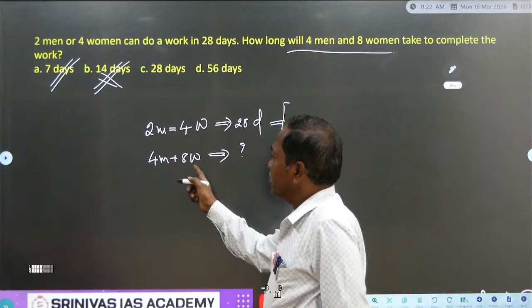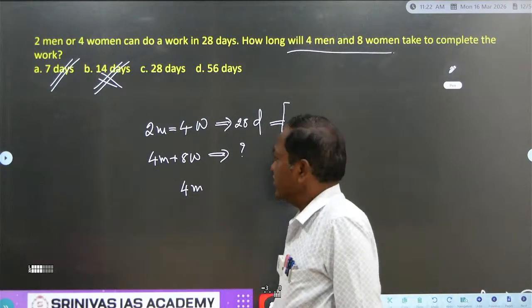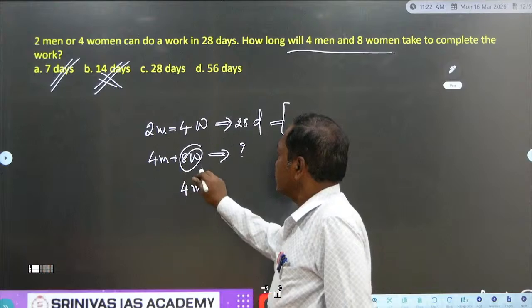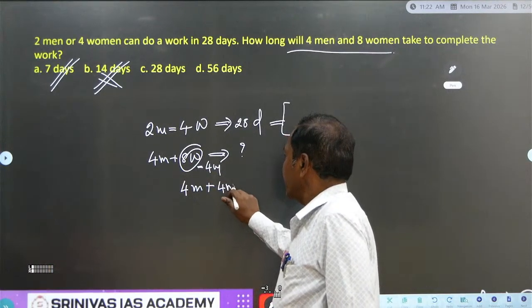You have men there, you convert to men or women. 4 men plus 4 men plus 8 women is there. 4 men, this is equal to 4 men. Again it is 4 men.